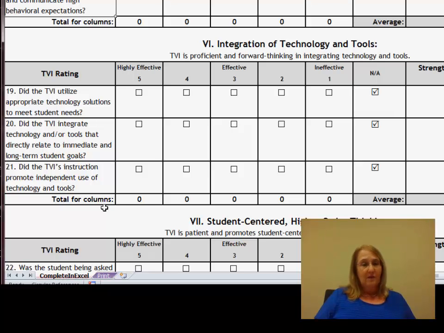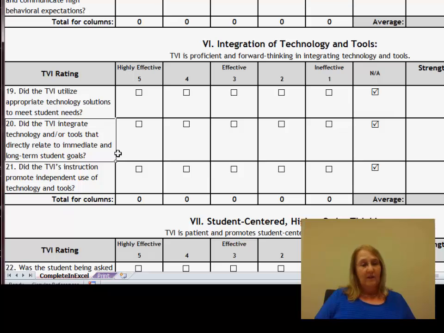So the thing you would focus on here is, in 19, did the TVI utilize appropriate technology solutions to meet student needs? So you want to make sure that they're using the appropriate assistive technology or other tools that would benefit this particular student. And the forward-thinking part of this statement is looking at number 20. Did the TVI integrate technology and or tools that directly relate to immediate and long-term student goals?